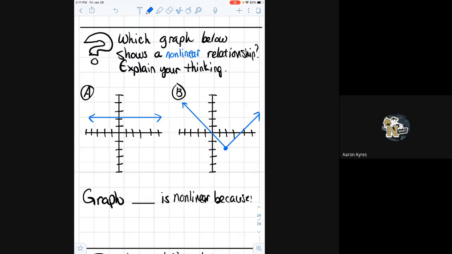Which graph below shows a non-linear relationship, okay? Show me again on your thumb which one it is. B again is correct. Nice job. Why is it B again? Remind me. It's not a straight line. Very good.